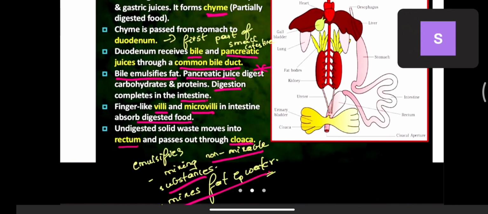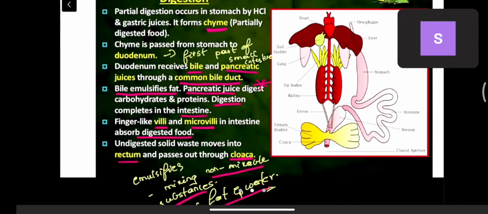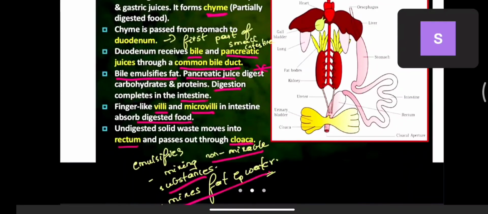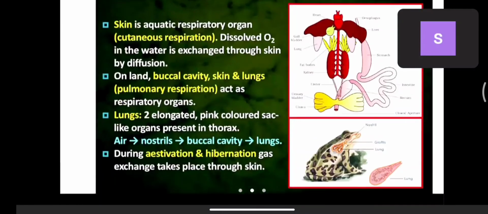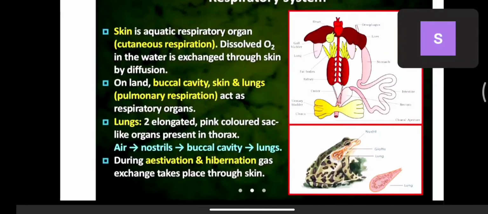See, 100% of food can never be digested. Do you know that? 100% of food can never be digested in the human body also. So definitely there will be some food which is undigested. Clear? So this undigested food moves into the rectum and finally passes out through the cloaca, the final opening in the case of frogs. Clear? That's it. So skin is an aquatic respiratory organ.